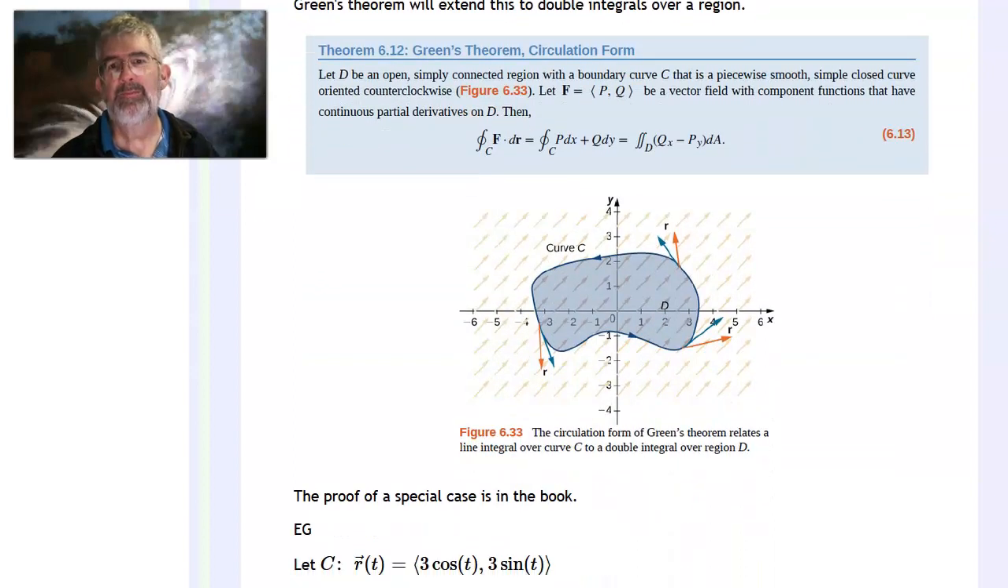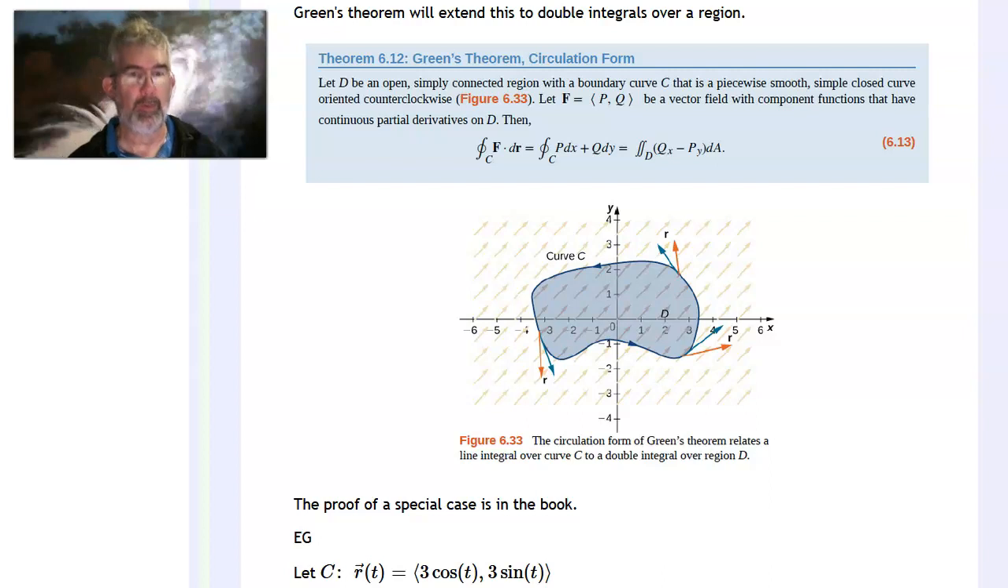Here's Green's theorem. And this is the circulation form. There's another form that we will see in a bit called the flux form. Anyway, let D be an open, simply connected region with a boundary curve C. So remember, open, simply connected. We got a picture down here. Open means it does not include its boundary, and simply connected means there's no holes in it, right? And the boundary of the region is the curve C.